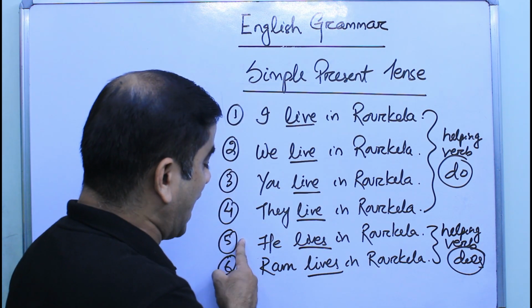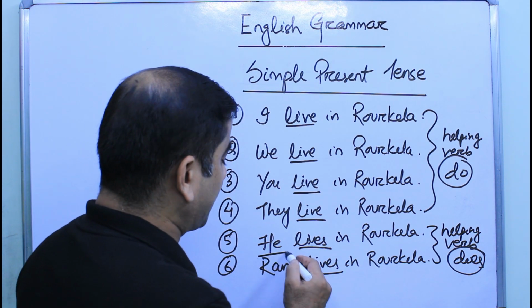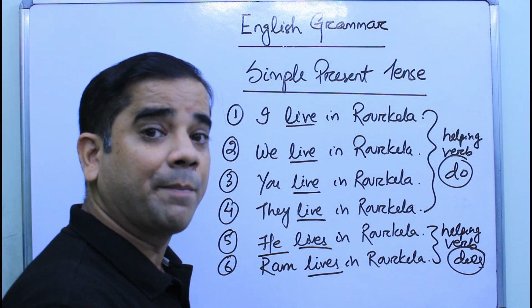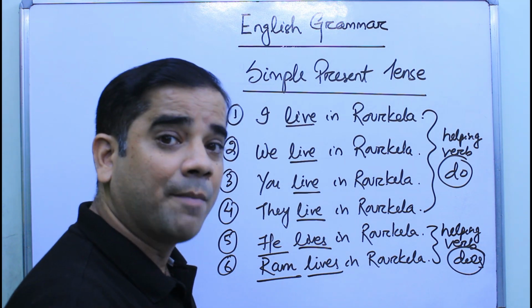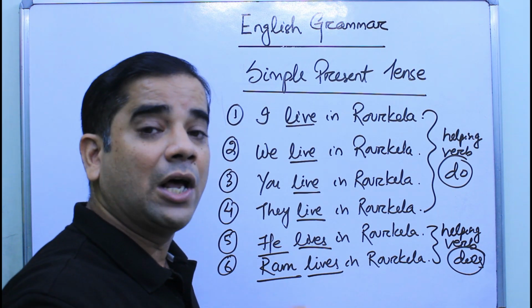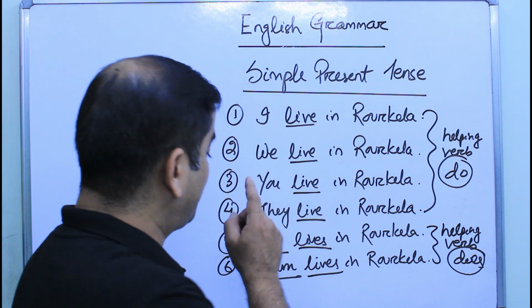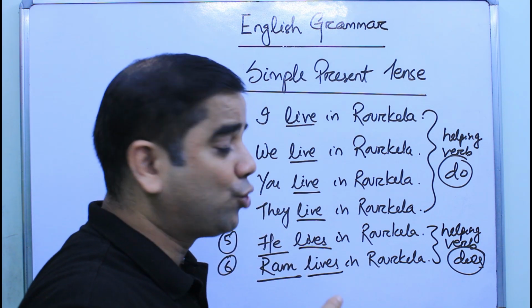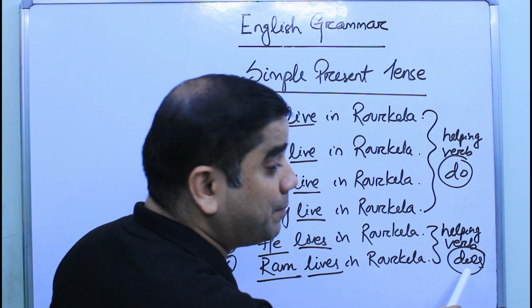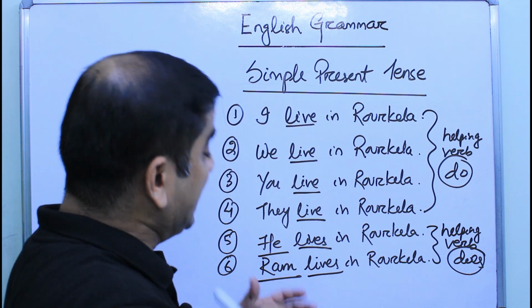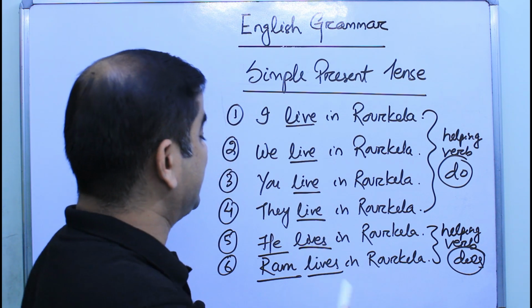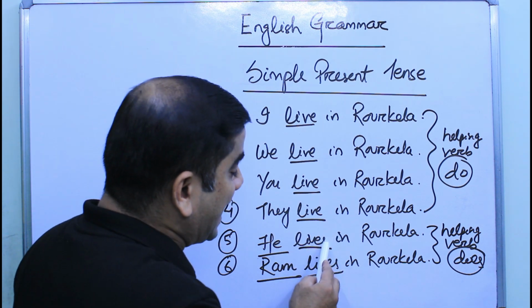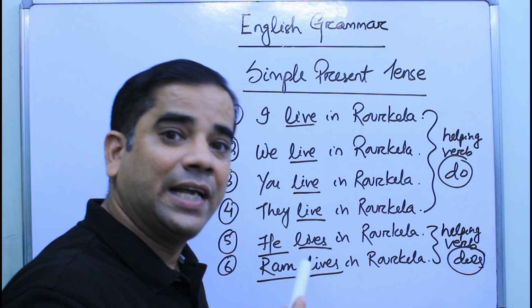In sentence number 5, the subject is he, which is third person singular. Again, in the 6th sentence, the subject is Ram, which is also a singular noun. So, for both these subjects, we need to use does as the helping verb, which is included with the main verb, and the verb changes its form and s is associated with it.